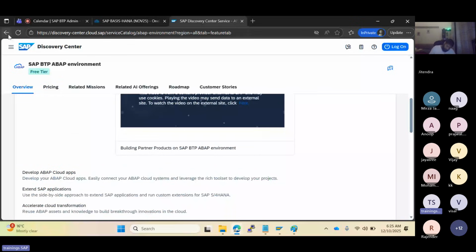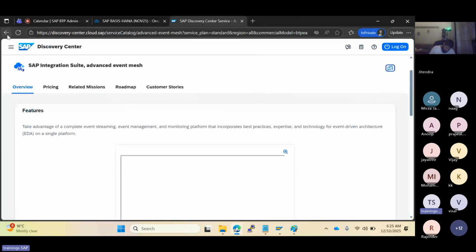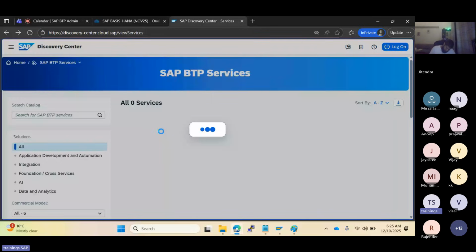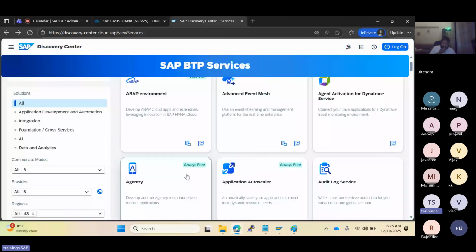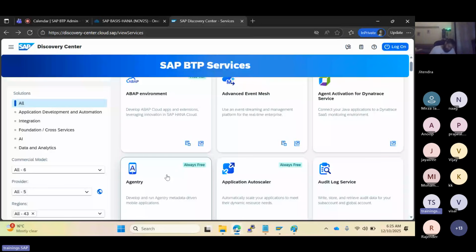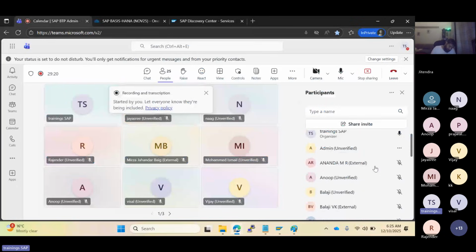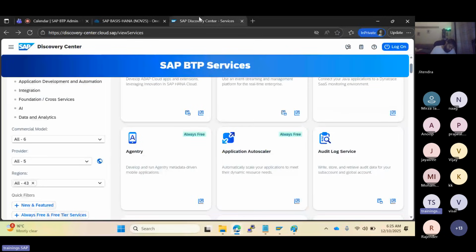For some services there is directly a calculator button, which means there is no free trial for this service. Definitely you need to pay for it. Some services, if you see, are always free. Always free means it is always free, with no charges. That is why there is no calculator button here. So that is the main important point: the calculator button, and the always free and free tier tags.